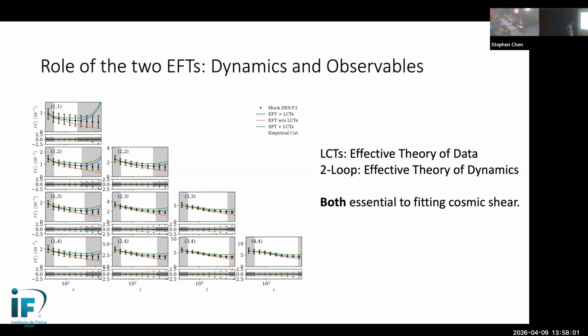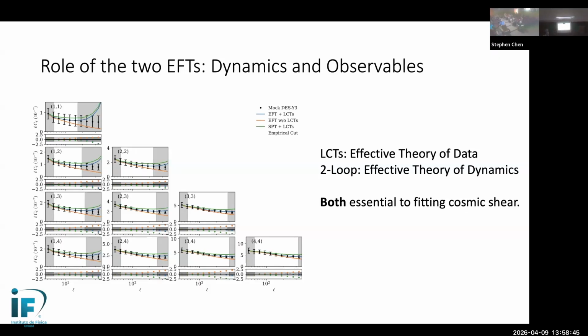And so just to close off, these are for mock data now, I just want to show the importance of both of these effects. The blue curve is our full prediction given our scale cuts for C kappa, the lensing power spectrum. The orange curve is what happens if I use two-loop theory but without the lensing counterterm. And the green curve is what happens if I use the lensing counterterm but don't include the EFT parameters in my fit. You can see that all of these things are really crucial to fitting the data at the error bars that the data require.